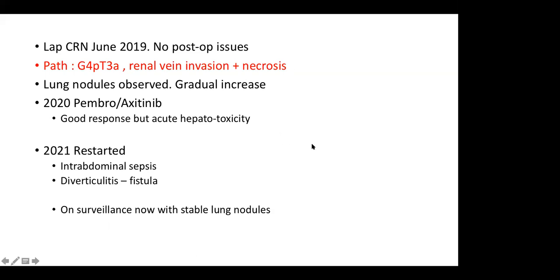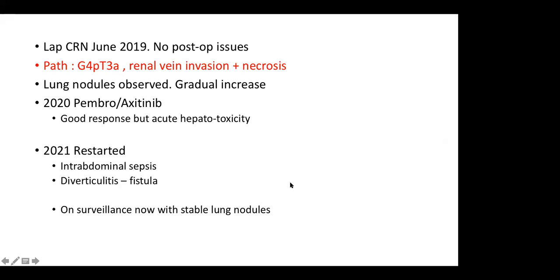So lung nodules were observed, they gradually increased. And in 2020, he had pembrolizumab and axitinib. Good response, but acute hepatotoxicity, so it had to be stopped. Started 2021, he presented with intra-abdominal sepsis, diverticulitis, and has a fistula formation. Now, I honestly cannot say that all of that was related to his systemic treatment, but they are known to cause these bowel symptoms as well. So that has been stopped. He's on surveillance now with stable lung nodules.